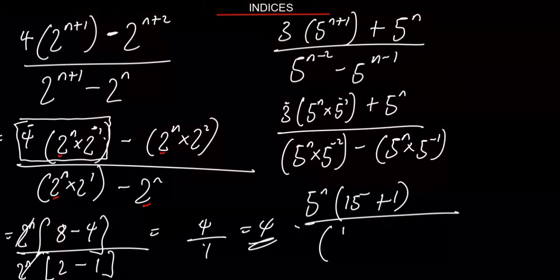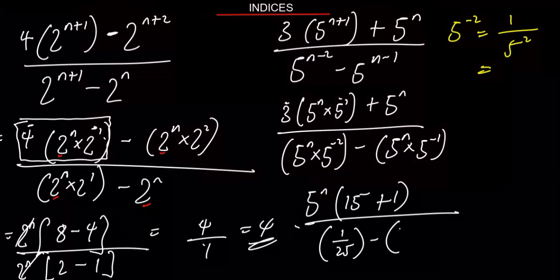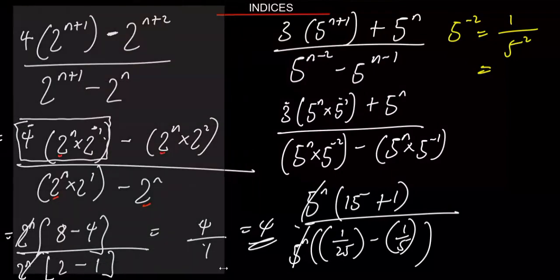Let me remind us, 5 raised to power minus 2 in law of indices is 1 over 5 raised to power 2, and that's 1 over 25, minus, you'll be left with 5 raised to power minus 1 here, and that's 1 over 5. So if you factorize 5 raised to power n out, this is what you'll be having. So this will cancel this.